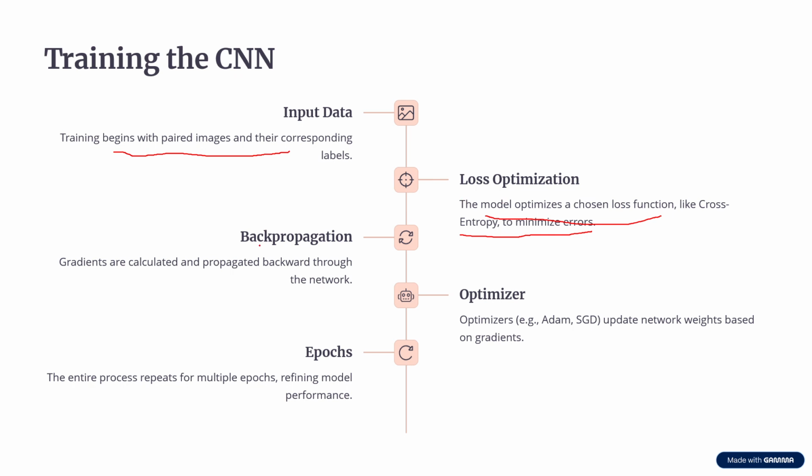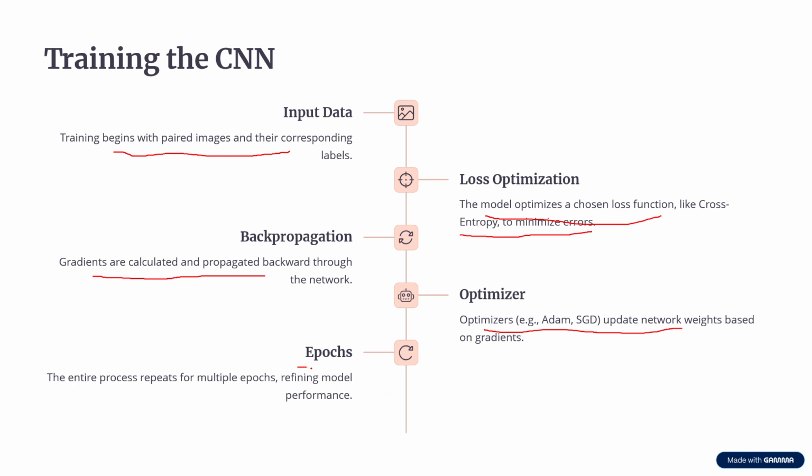In backpropagation, gradients are calculated and propagated backward through the network. So backpropagation plus the optimizer adjusts the model to be more accurate. The optimizer removes the error and adjusts the model to be accurate.